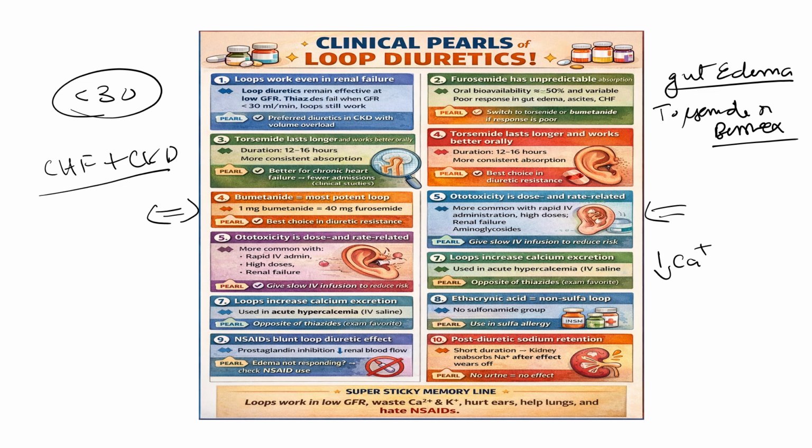If any of your patients has a sulfa allergy and they have to use a loop diuretic, then you can use ethacrynic acid, which is a non-sulfa loop diuretic. If you are giving a loop diuretic to your patient and the response is poor, they are not making a lot of urine, you should always check if these patients are taking NSAIDs or not, because NSAIDs will blunt the response of loop diuretics.